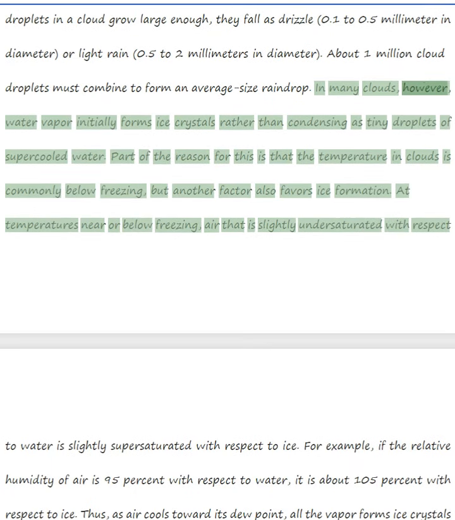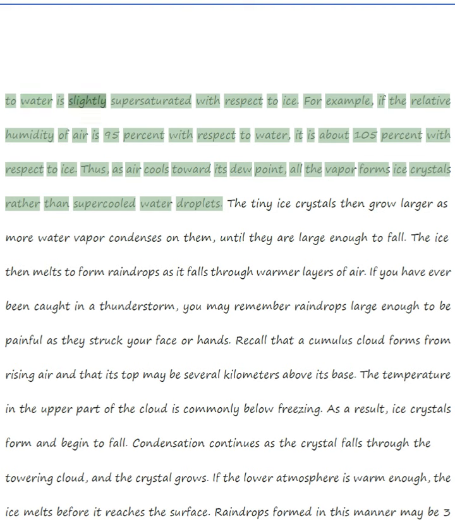In many clouds, however, water vapor initially forms ice crystals rather than condensing as tiny droplets of supercooled water. Part of the reason for this is that the temperature in clouds is commonly below freezing, but another factor also favors ice formation. At temperatures near or below freezing, air that is slightly undersaturated with respect to water is slightly supersaturated with respect to ice.